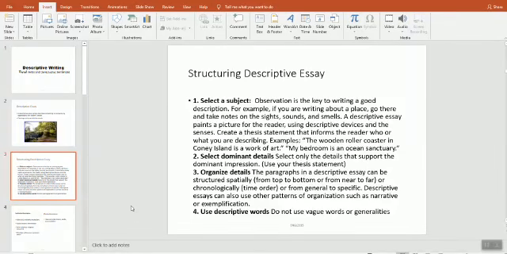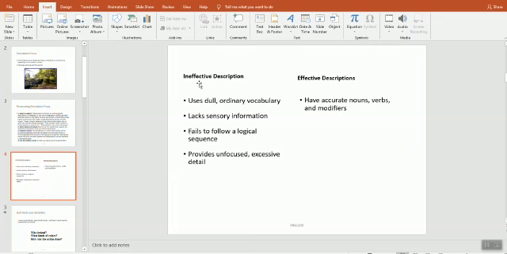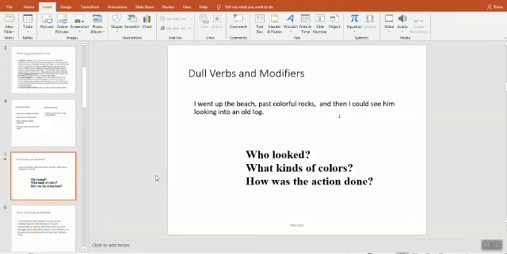Now here are some ineffective descriptions. What can be ineffective description and what can be effective description? Ineffective description will use dull or ordinary vocabulary, it will lack some sensory information, and it also fails to provide logical sequence and provides excessive detail, whereas effective description gives us accurate nouns, accurate verbs, and accurate modifiers or adjectives. Modifiers are the adjectives.